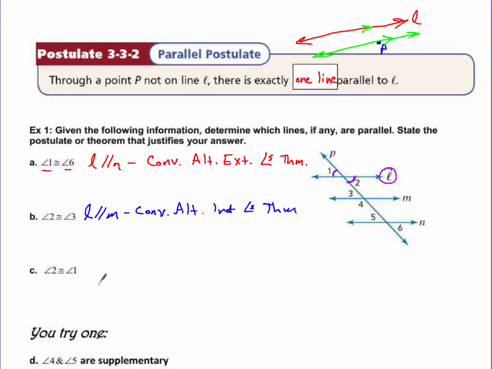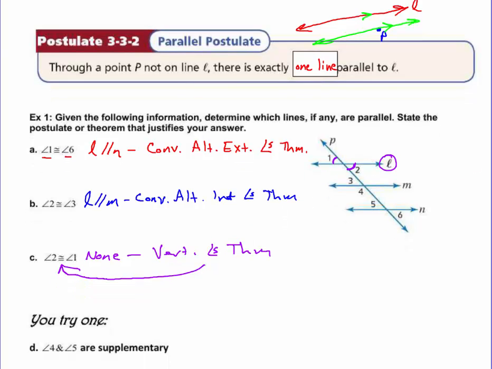So as far as which lines are parallel, none of the lines are parallel just because angle 1 is congruent to angle 2. Now there may be other stuff that makes them parallel, but just because angle 1 is congruent to angle 2, that just means those two lines crossed. And so while there's no parallel lines, hopefully you still remember our vertical angles theorem. It tells us that angle 2 and angle 1 are congruent to each other.